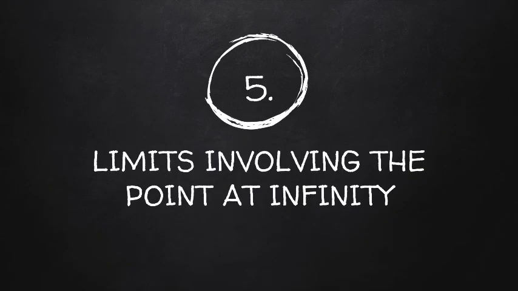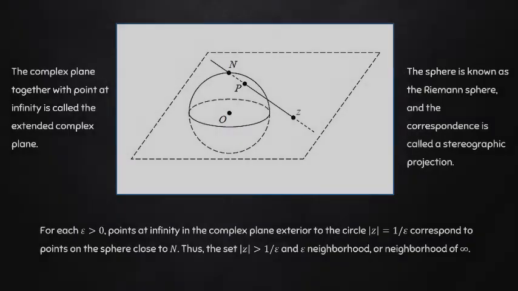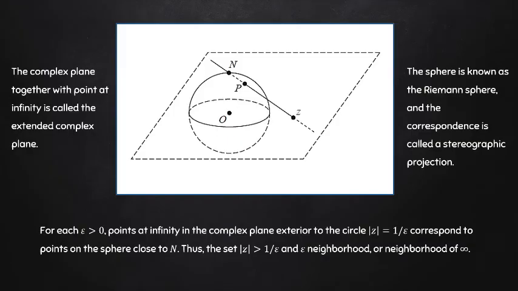We go to the next subtopic, that is limits involving the point at infinity. It is sometimes convenient to include with the complex plane the point at infinity and to use limits involving it. The complex plane together with this point is called the extended complex plane.